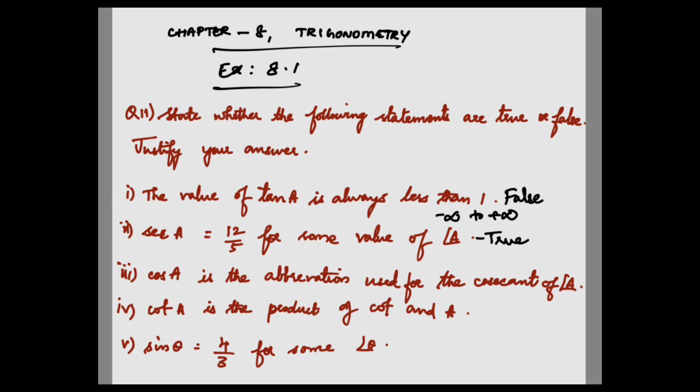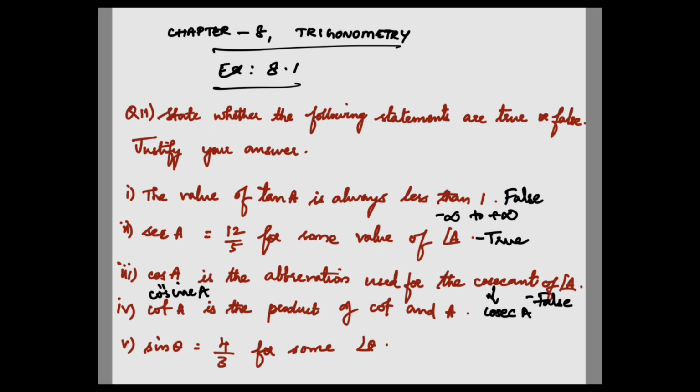Third question, cos A is the abbreviation used for cosecant of angle A. It is false. Cos A is the abbreviation for cosine A. Cos A is equal to cosine A, and cosecant is written as cosec A. So they are totally different.